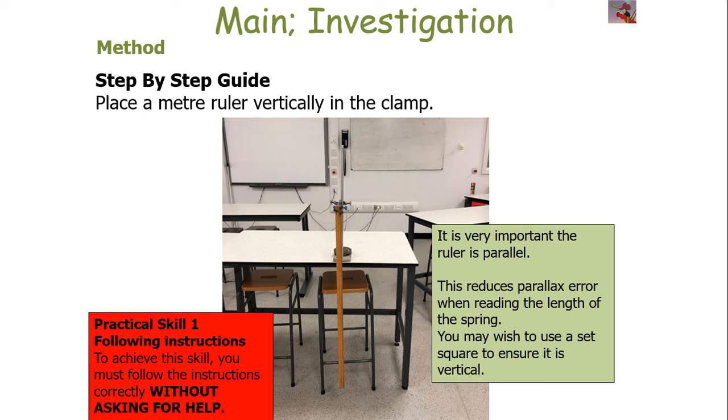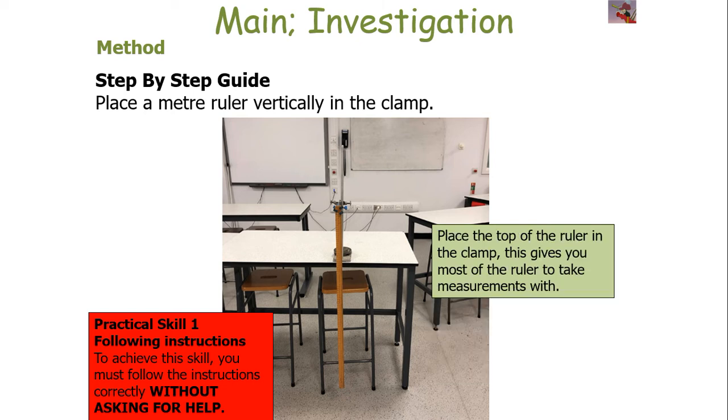Now it's very, very important your ruler is placed parallel because this reduces something in physics called parallax error when you're reading the length of the spring. So you may wish to use a set square to ensure your ruler is vertical. Basically, a parallax error is an error occurring when you are not dead on, or the measuring device is not set up completely dead on with the equipment, and as a result there's a variance in the measurement. Now you place the top of the ruler in the clamp, which will give you most of the ruler to take measurements with.